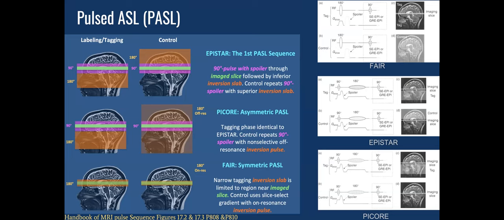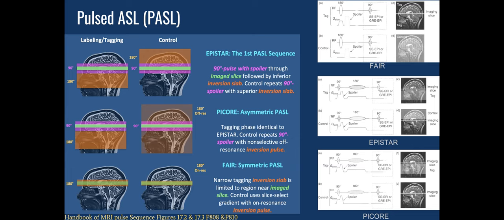There are various techniques, in two groups of pulsed ASL, based on the zone of labeling with respect to the slices: symmetrical methods and asymmetrical methods. Of the three mentioned in the left picture here, EPISTAR and PICORE are asymmetric, whereas FAIR is symmetrical pulsed ASL.